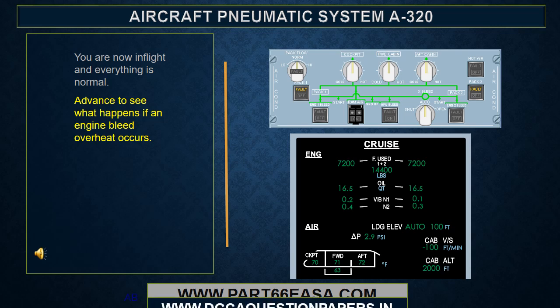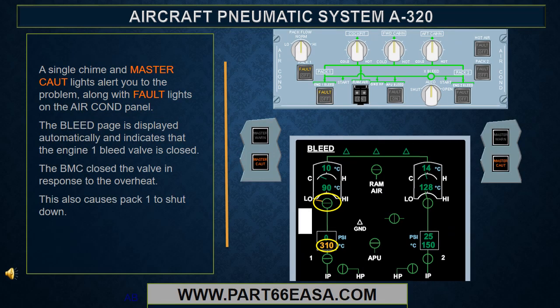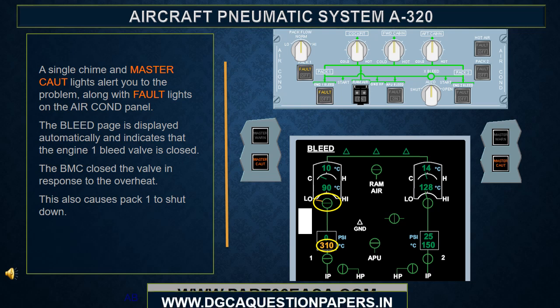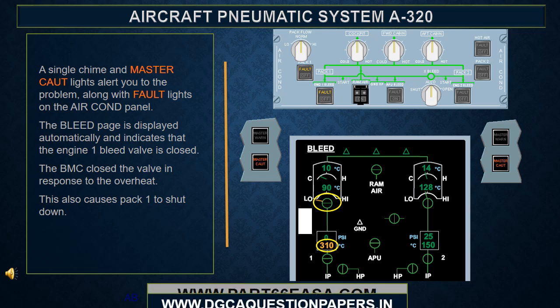You are now in flight and everything is normal. Advance to see what happens if an engine bleed overheat occurs. A single chime and master caution lights alert you to the problem, along with fault lights on the air conditioning panel. The bleed page is displayed automatically and indicates that the engine 1 bleed valve is closed.